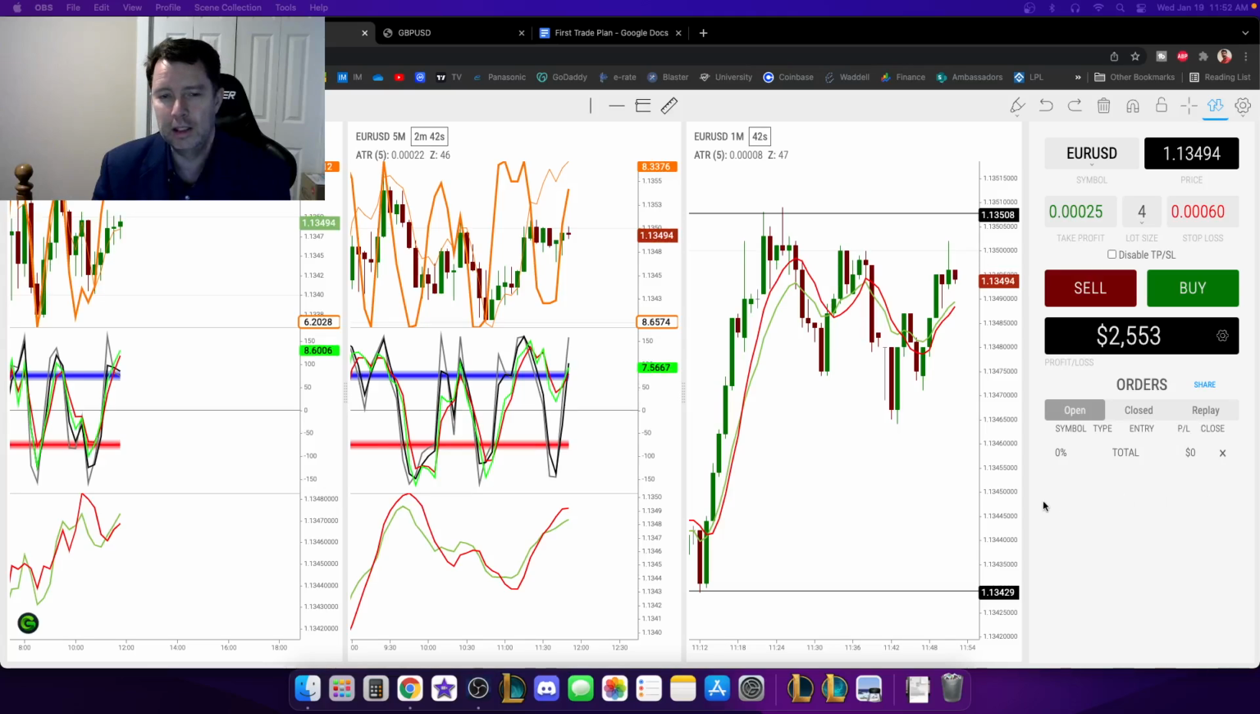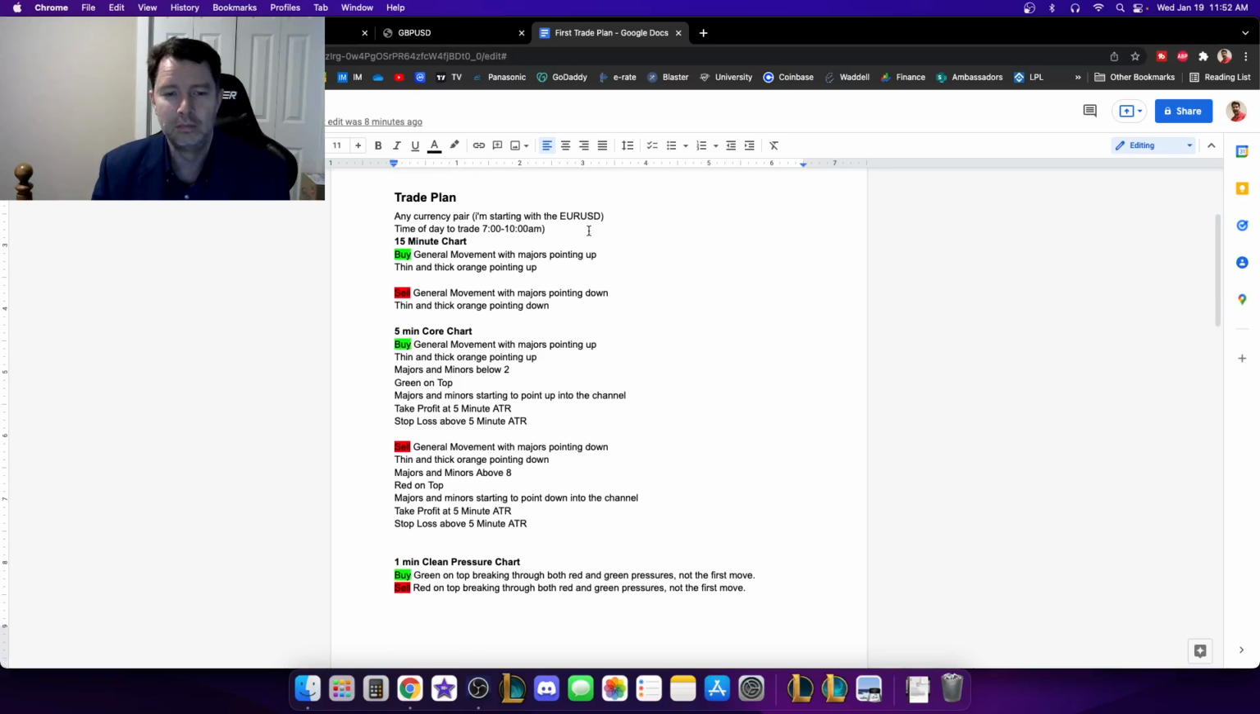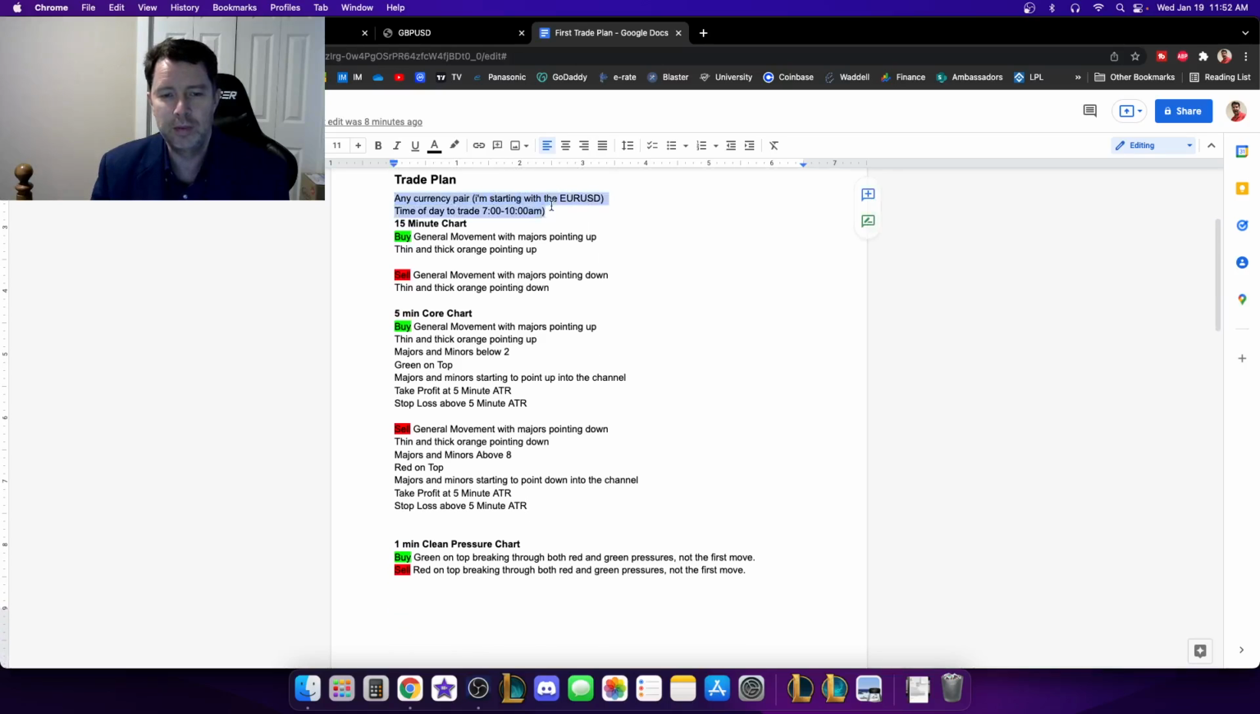Today I am going to go over what I'm looking for, and my coach has had me put together a trading plan. So here is my trading plan right here. The currency pair I'm using is USD. I have a 15-minute chart, and if I want to buy, the thick and thin orange needs to be pointing up. If I want to sell, the thick and thin orange need to be pointing down.